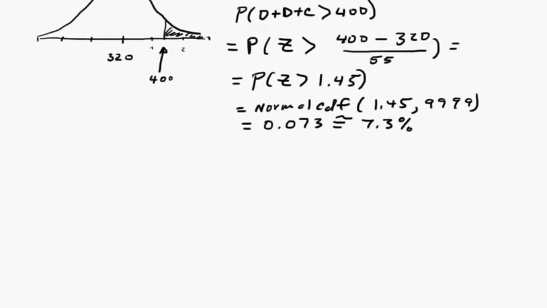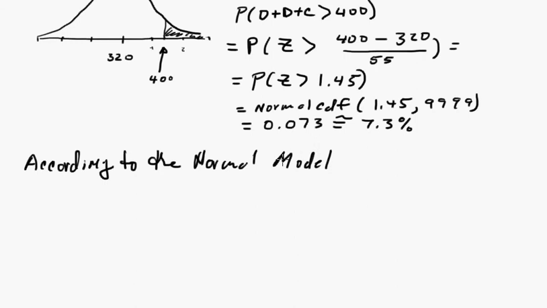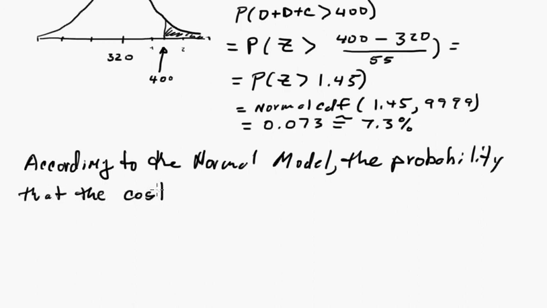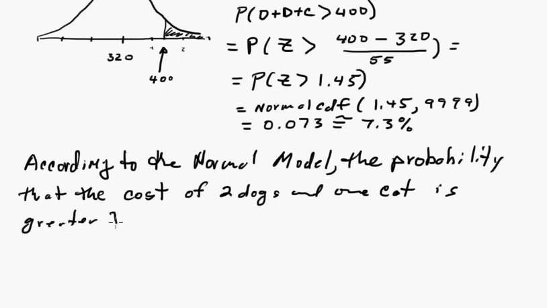Okay? So, according to the normal model, the probability that the medical cost of 2 dogs and 1 cat is greater than $400 is 7.3%.